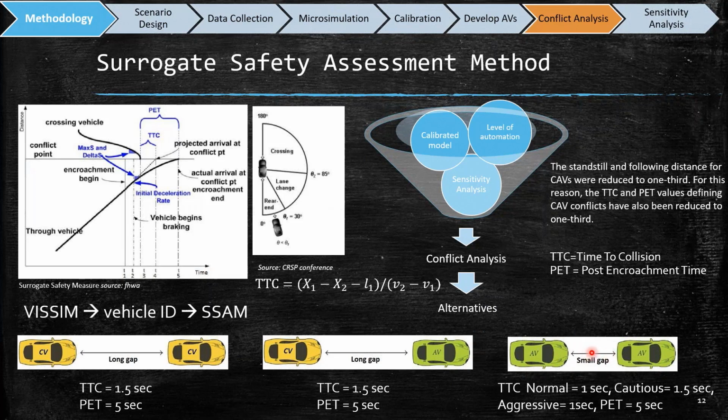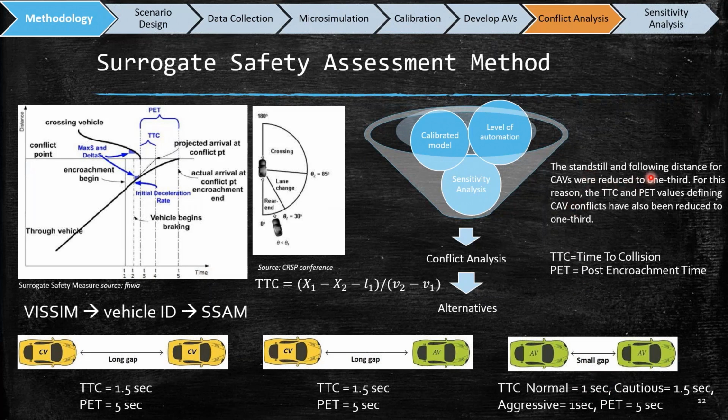The purpose of having a different TTC is that AVs can identify each other and define a smaller gap, because they know each other. When they follow each other, they have a lower gap. So in this case, the normal TTC should be reduced by one third, and we can have 1 second instead of 1.5. It's not the exact value that we selected. We just refer to the reduction that we had in the standstill, and it's really important.